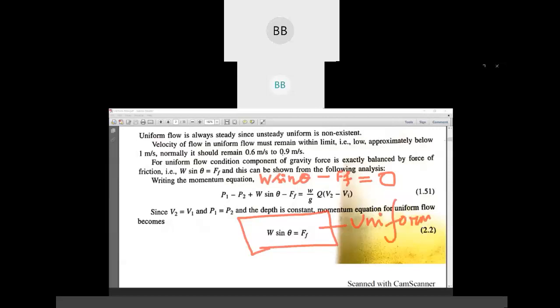See, this equation is applicable to any case of open channel flow. Is it uniform or non-uniform? So this is only for uniform flow, that W sine theta is equal to friction factor.